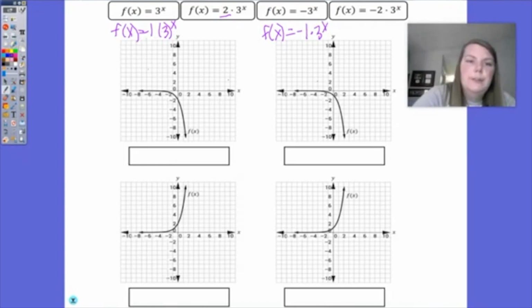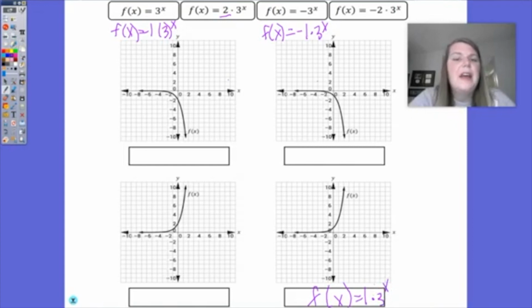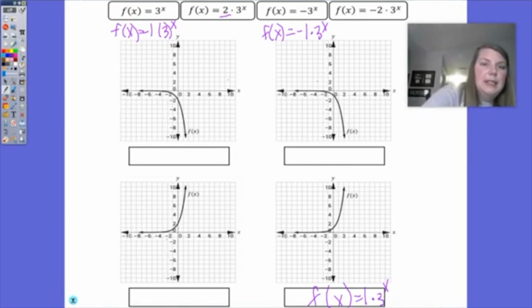So let's try and find this first one. Which one of these has a y-intercept of 1? It actually looks like this last one. So we're going to say f of x equals, and I'm going to write the whole thing, 1 times 3 to the x power. And that's the only one that crosses at a y value of 1. This second one, we want to find which function crosses at a y value of 2, or y-intercept, and it's this one. So we have f of x equals 2 times 3 to the x.